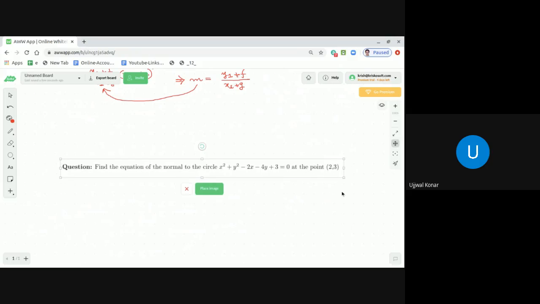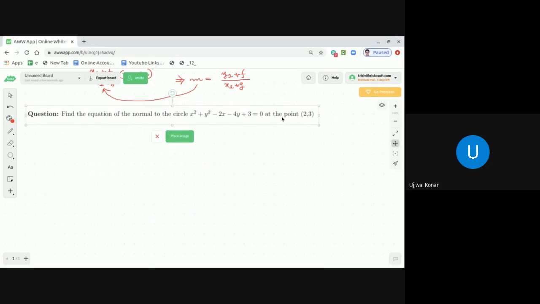Find the equation of the normal to the circle x square plus y square minus 2x minus 4y plus 3 equal to 0 at the point 2 comma 3. Now what is the equation of the circle? The equation of the circle is x square plus y square minus 2x minus 4y plus 3 equal to 0. So in this circle, what is the coordinate of the center?